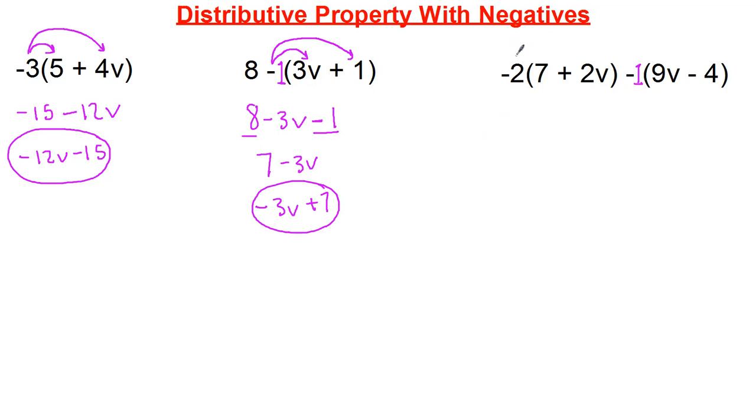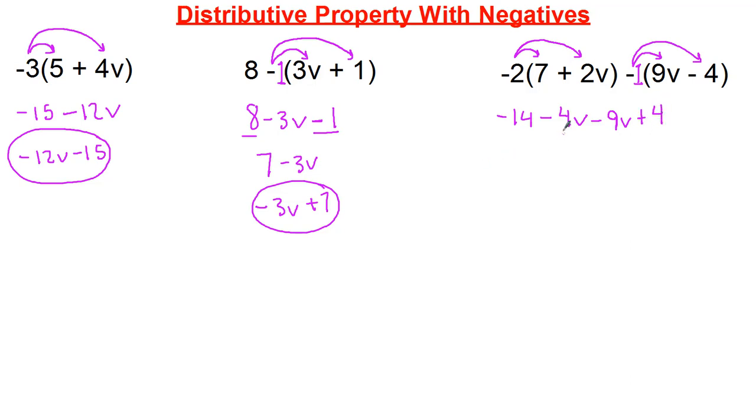Next, same thing. I'm going to draw my little rainbow or my little butterfly. So I'm multiplying those, and then I have to multiply these as well. So we have negative 2 times 7, which is negative 14. Negative 2 times positive 2 is negative 4, and then we keep the v. Okay, so that's one section here. Now we got to continue. Remember, there's a 1 here. Negative 1 times 9 is negative 9. We keep the v. Negative 1 times negative 4 is a positive 4. Negative times negative is positive.